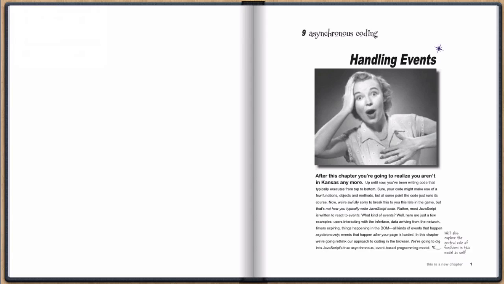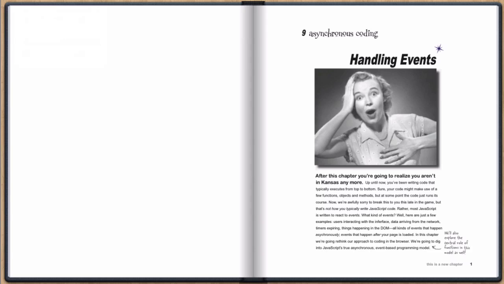Now, you saw a couple of events in Chapter 8 in the Battleship game. There, we needed to handle a button click event and a key press event, along with the page load event. But we've kind of been glossing over how events really work up to now, so Chapter 9 is really where we delve into what events are, how they work, and some of the different kinds of events you're going to encounter in your JavaScript coding.